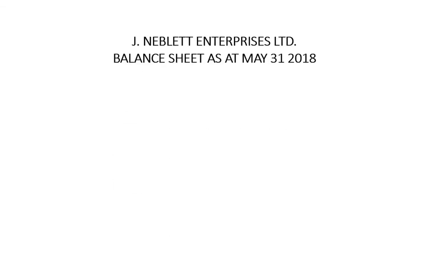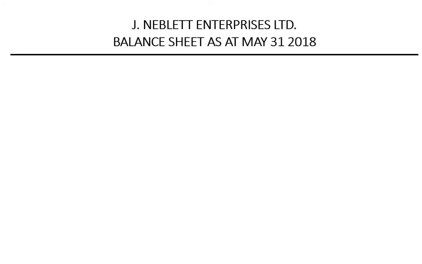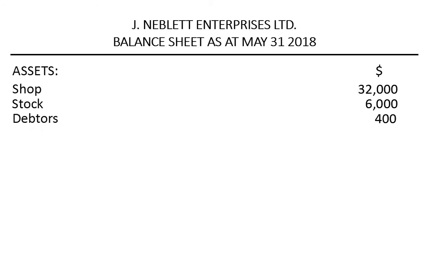So with every balance sheet I told you, you start with your heading, and that is going to be the name of the company, and then the statement balance sheet as at May 31st, or balance sheet for the year ending such and such. Alright, so we list our assets again from least liquid to most liquid, and that means that we start with our shop, which is $32,000, and then we have our stock, which is $6,000, then we have our debtors, which is $400, followed by the bank, which is the cash that we have, and that is $25,600.